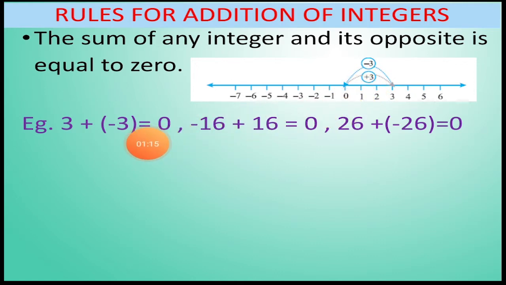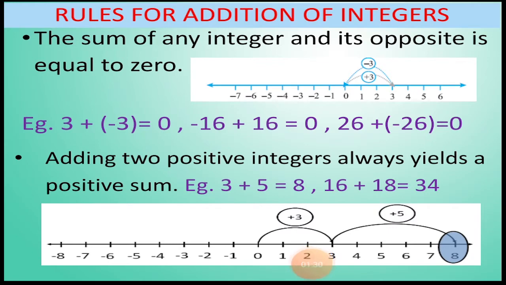So children, you can see when we have added these two integers, two of the same value but with opposite sign, we have got the sum equal to 0. Now see the next rule: when we add two positive integers, they always yield a positive sum. So here we add 3 with 5, and we have got the sum equal to 8. So let's see how we have obtained it.